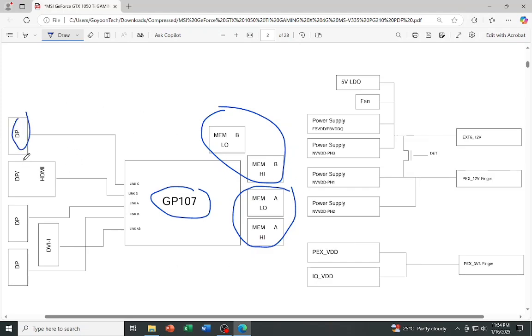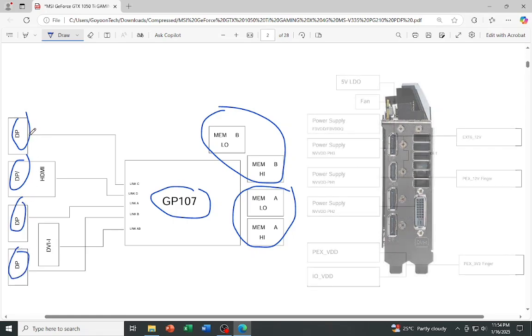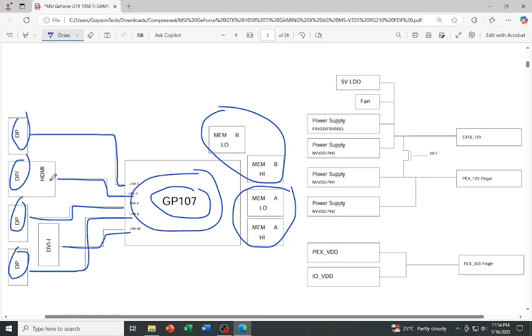These are the display ports. It is located at the I/O shield of the GPU. As you can see, the block diagram is telling that it is connected to the main GPU core. This is the HDMI and the DVI. It is also connected to the GPU core.